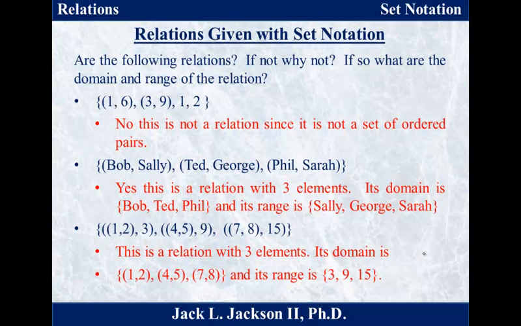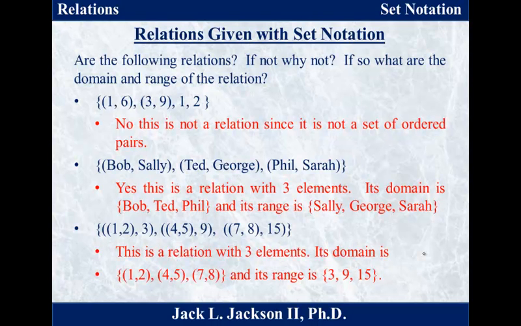Okay, and the third one is also a relation. It's got three elements, three ordered pairs. But notice that the first coordinates of these ordered pairs are themselves ordered pairs. So the input for the first ordered pair is the ordered pair 1, 2, and the output is the single number 3. For the second ordered pair, the input or first coordinate is the ordered pair 4, 5, and the output is the single number 9. And of course, the last one, the input or first coordinate is the ordered pair 7, 8, and the output or second coordinate is 15.